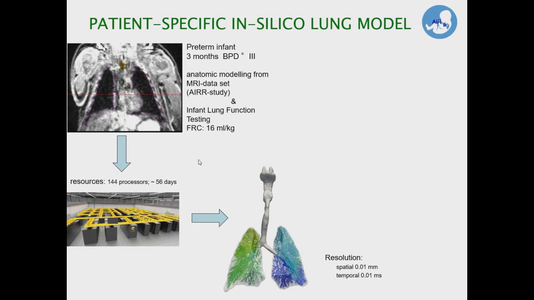In order to do so, you need a very potent computer, and this is illustrated here. That's 144 processes working 56 days, calculating for one single breath. After that, you end up with a complex three-dimensional, and I think three-dimensional is very important, model of this infant's lung, where you can then put in different parameters with regard to ventilation.